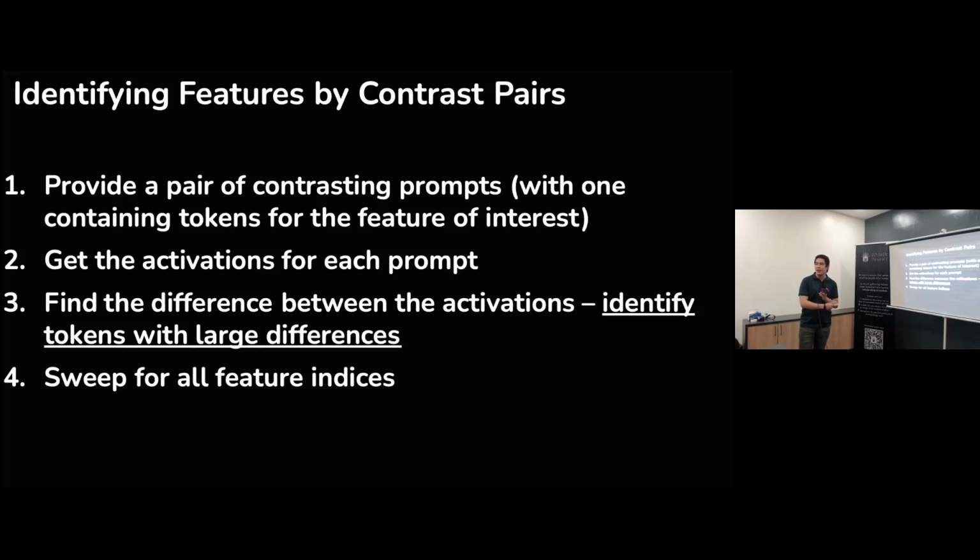If there's a large difference in activations, then the token that you switch between the prompts will give you a clue to what the feature represents. So that's for one feature, and then you can do it for all features. For example, previously we saw up to 24,000 rows, right? So you can sweep through that. So let's have an example.